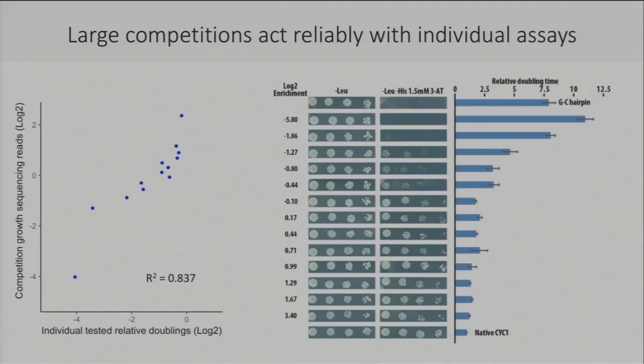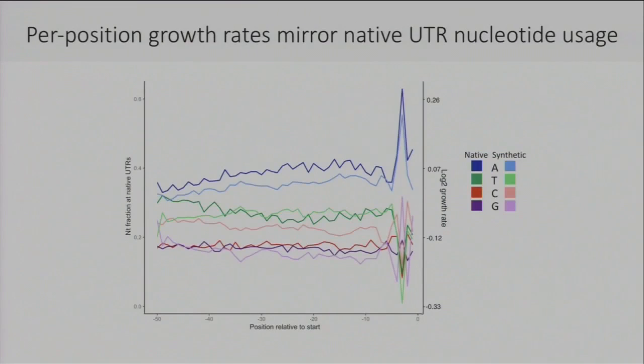One interesting thing is if we look at how each nucleotide does per position on the UTR, there's an interesting trend here. The dark colors are the fraction of nucleotides at this position in the native genes, and the lighter colors are the growth scores for each of those nucleotides on average across all those positions. And you see they mirror really, really well. So that probably tells us that most of the native UTRs are already really optimized for the best translation, which is interesting, and we weren't quite expecting that.